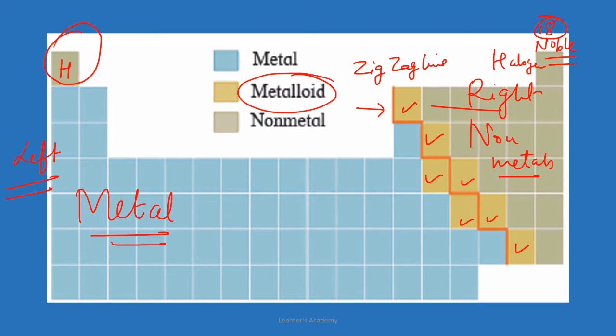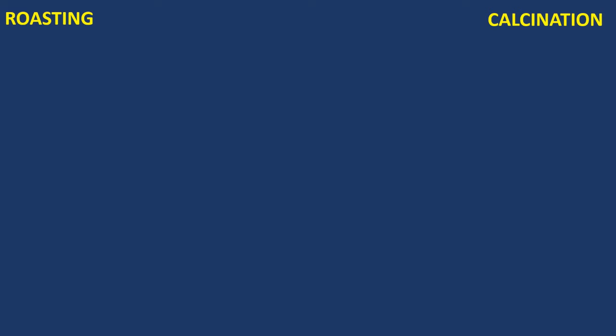Let us understand what is the difference between roasting and calcination. Before I start this topic, let me tell you that in our reactivity series, in the middle of the reactivity series, we have certain elements like iron, zinc, lead, copper, and these are moderately reactive. On the upper side of the reactivity series, calcium, lithium, sodium, potassium are highly reactive.